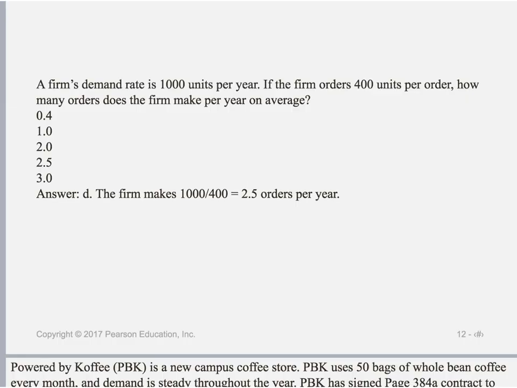Okay. Going back, I have to think it through and work through the math, okay? Work through it so it makes sense. A firm's demand rate is 1,000 units per year. If the firm orders 400 units per order, how many orders does the firm make per year on average? Here's another example. The demand is 1,000 per year, and every time you place an order is 400. So it's 1,000 divided by the 400 to give you 2.5 orders per year.